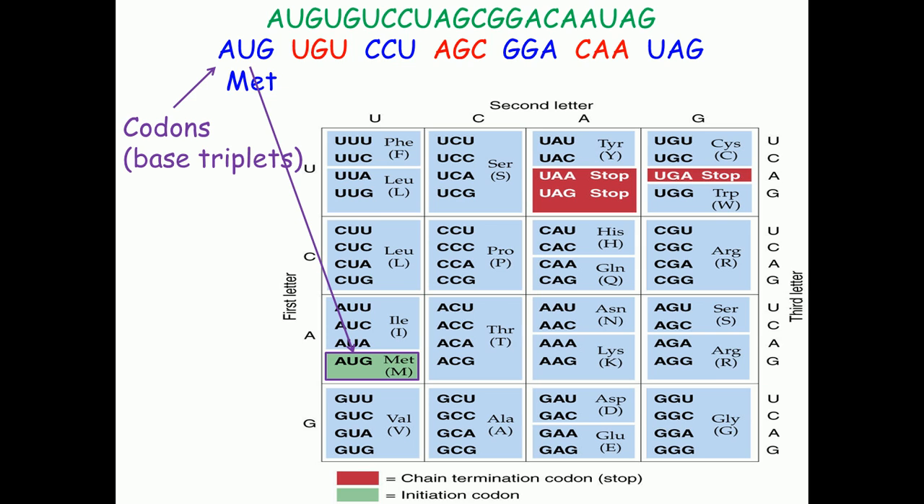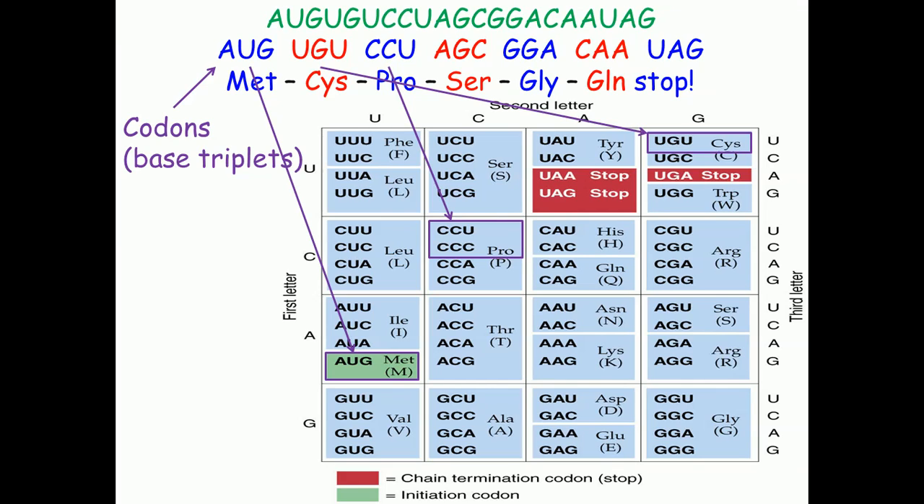The next codon, UGU, codes for a different amino acid, cis. So the cis amino acid is added next. And then the next codon, CCU, codes for the amino acid pro. And then amino acids are added one by one in the correct order based on the codon that codes for that specific amino acid. And then these amino acids are joined together to make your polypeptide, which will fold into the protein.